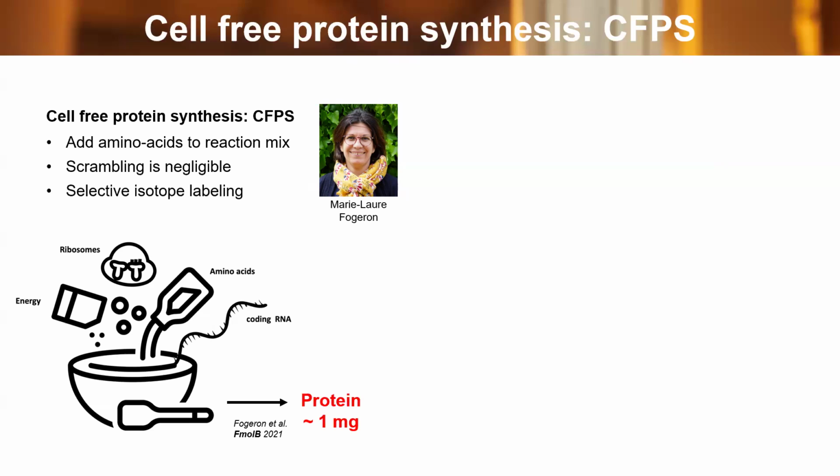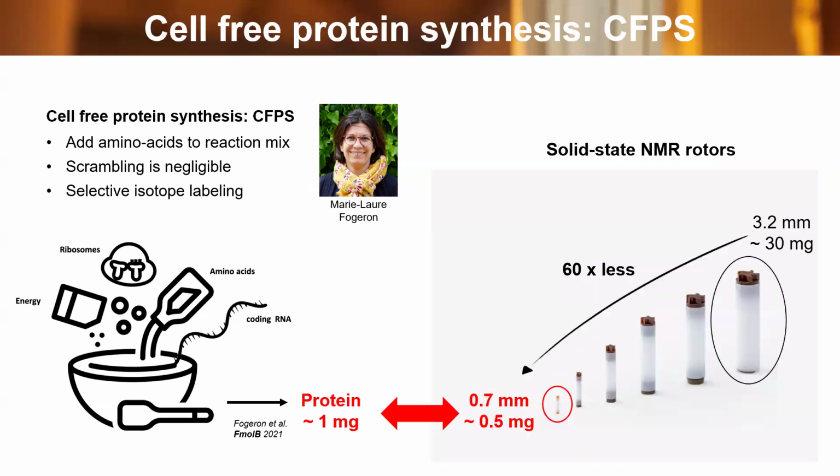The only problem, let's say, is that the yield is really low. You get about 1 milligram of protein per prep. But now, thanks to the small rotors we use in solid-state NMR, the 0.7 millimeter rotors, this is compatible because we now need less than a milligram of protein to study it. You see that 10 years ago, using the 3.2 millimeter rotors, you would need 30 milligrams of protein, so it would have made the use of CFPS to produce the proteins impossible. But now this is entirely feasible.